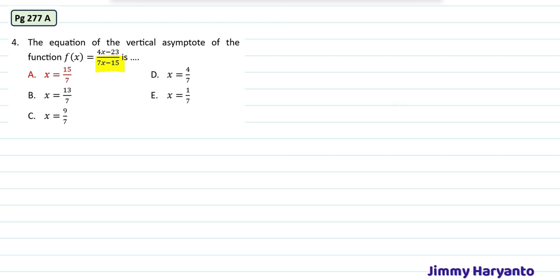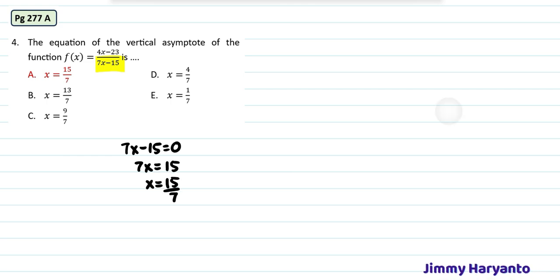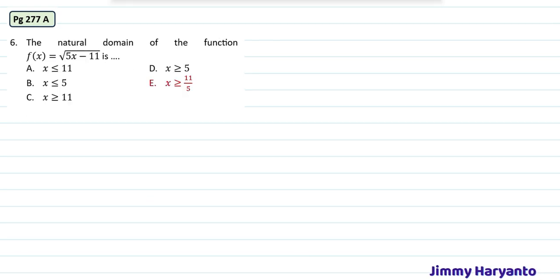For vertical asymptotes, you can get it from the denominator. This one is 7x minus 15. So the vertical asymptote will be 7x minus 15 equals 0. 7x equals 15. That means x equals 15 over 7. This is the vertical asymptote, which is A. Next is still page 277A, question 6.